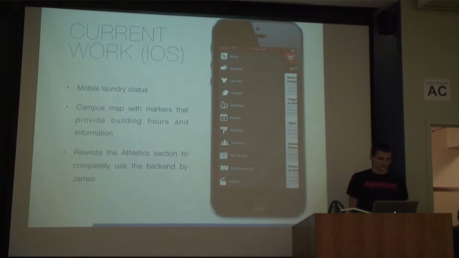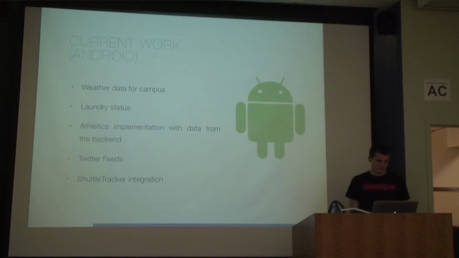So I'm working on the iOS side of things. I recently got the laundry status finished, and right now I'm working on a campus map. So it's just a basic overview, and there's points on each important building or landmark, and you can click it to get information, building hours, telephone numbers, things like that. I rewrote the athletics section to use all of the backend data that James just talked about. And I'm also working on the events page through RPI events. So hopefully we'll have that done by the end of the semester so we can release.